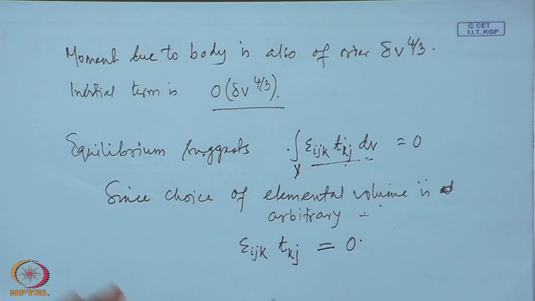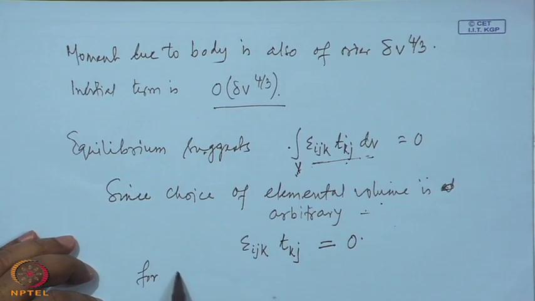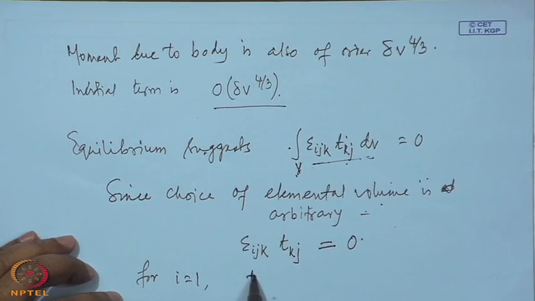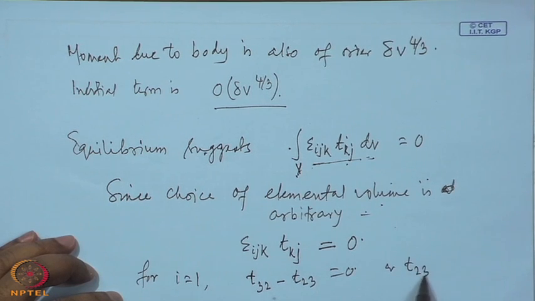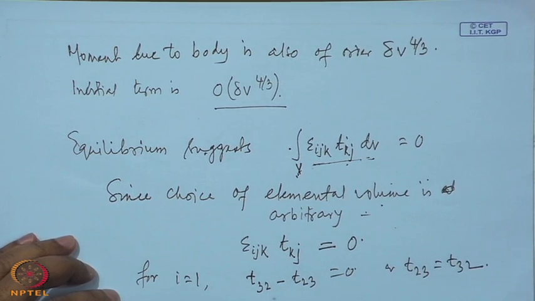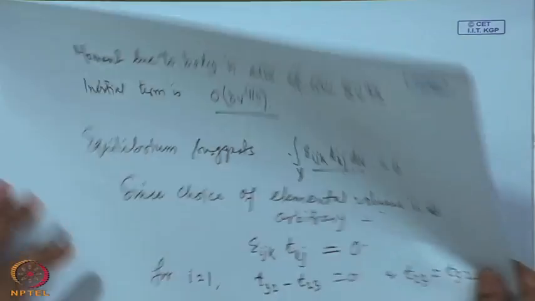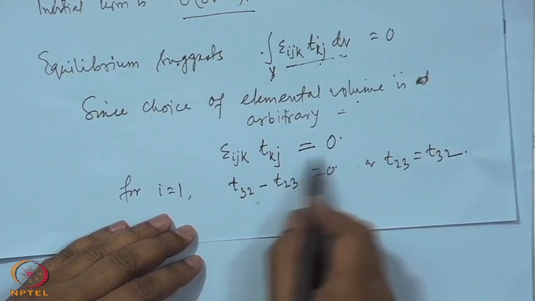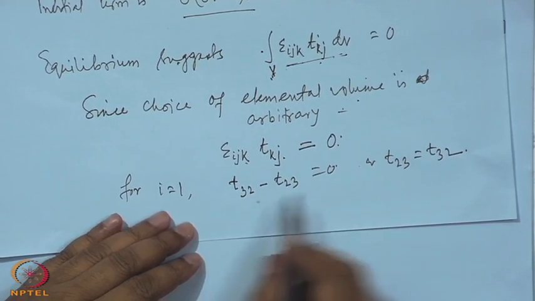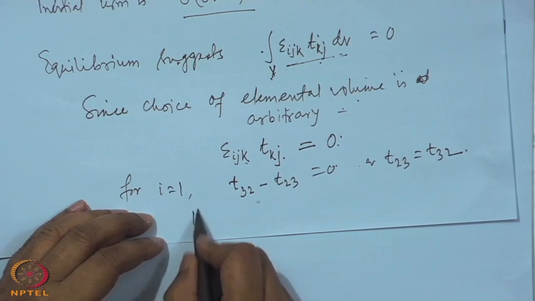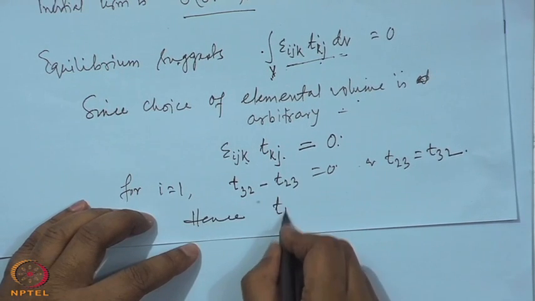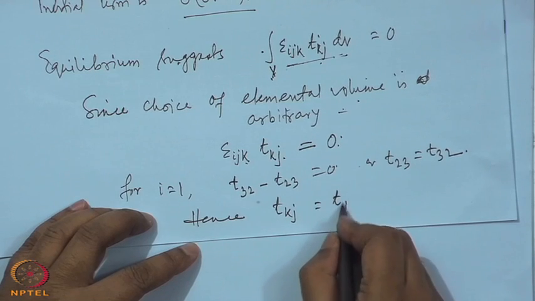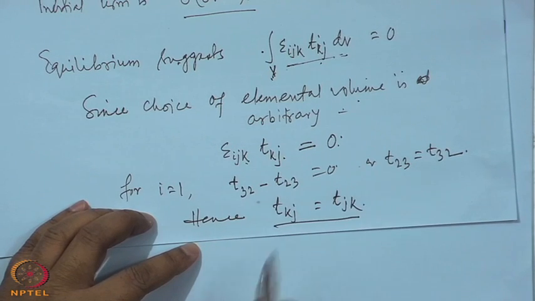For I equal to 1, we get this equation: T 3 2 minus T 2 3 equal to 0, or T 2 3 equal to T 3 2, or whatever way you write. Okay. Similarly, for any choice, this epsilon I j k T k j equal to 0 means T k j equal to T j k. Okay.